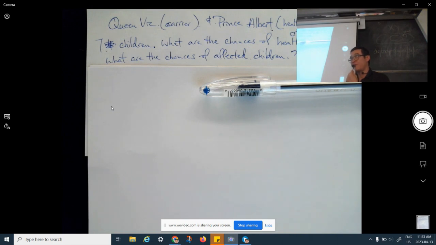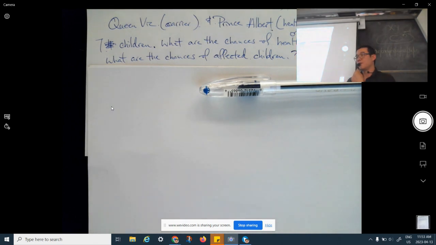Okay. For a boy, the X chromosome is always from the father. No, the Y chromosome is always from the father. The X chromosome is always from the mother. So if the mom has hemophilia and she has sons, all her sons should have hemophilia. Because the mom can only give X with a small h.